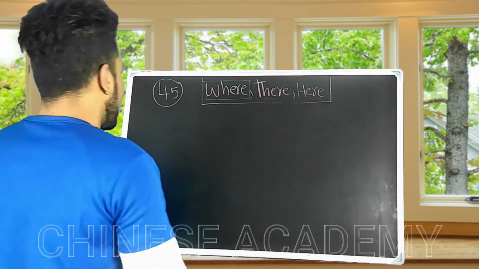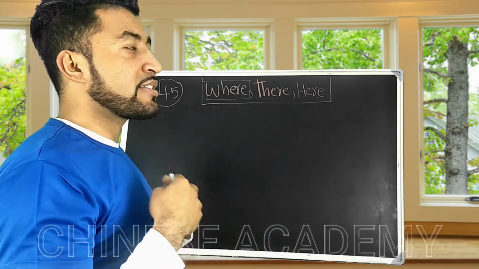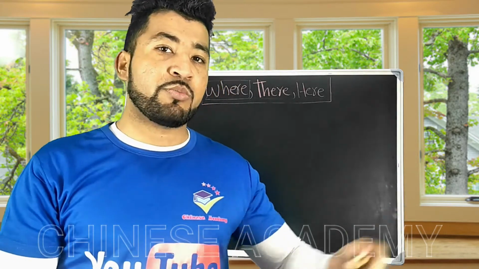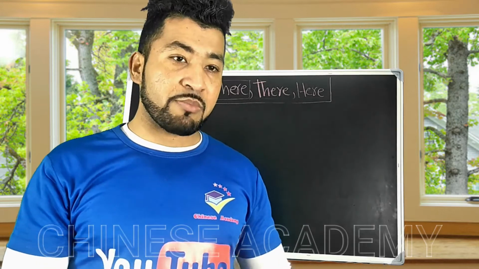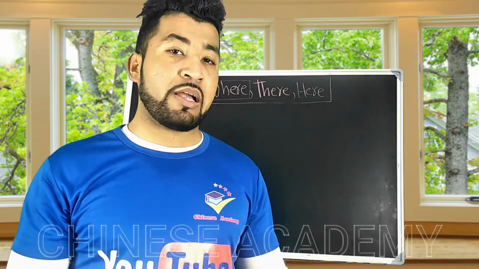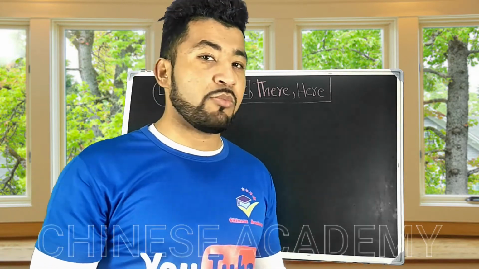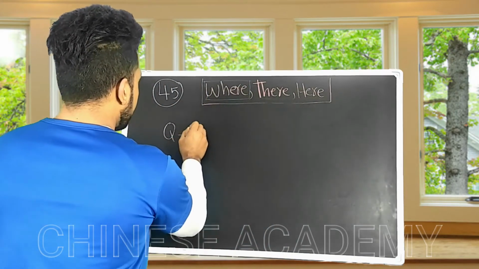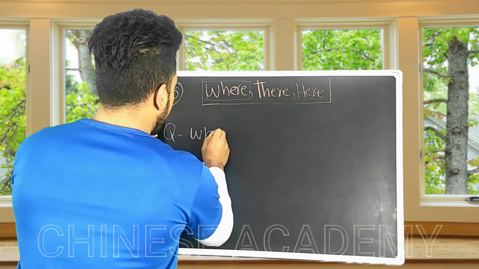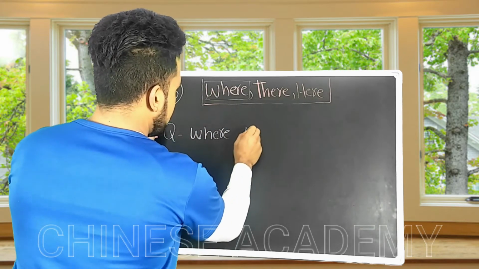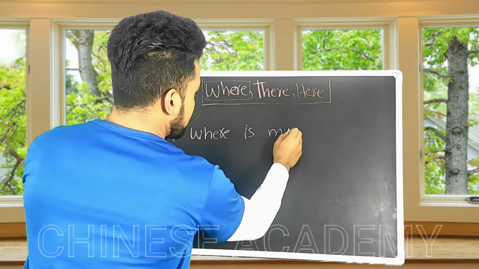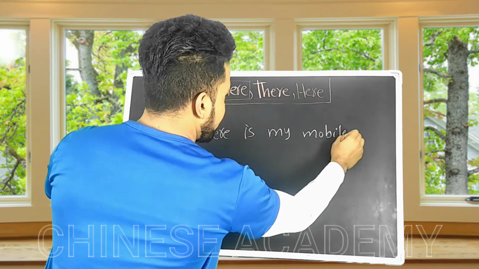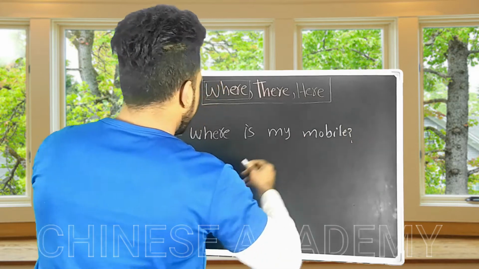So in Chinese, for example, in English, we ask someone where is my mobile. For example, you are in your home and you don't know where you have put your mobile, and you're asking your parents or maybe your brother or sister, where is my mobile. Example question: where is my mobile.